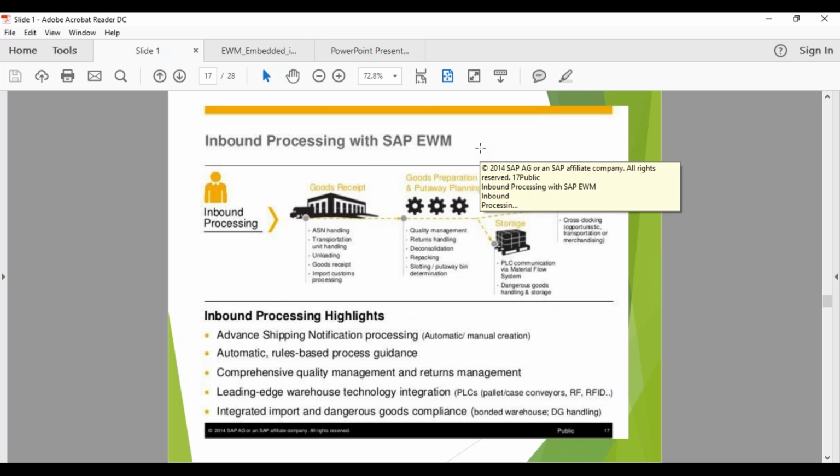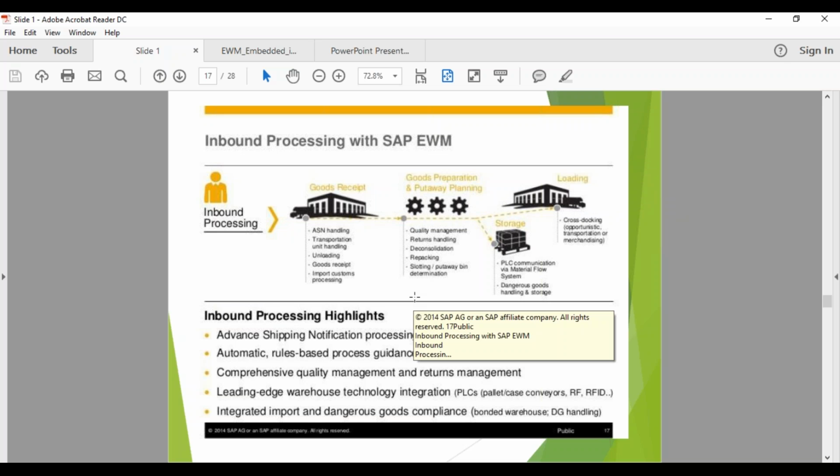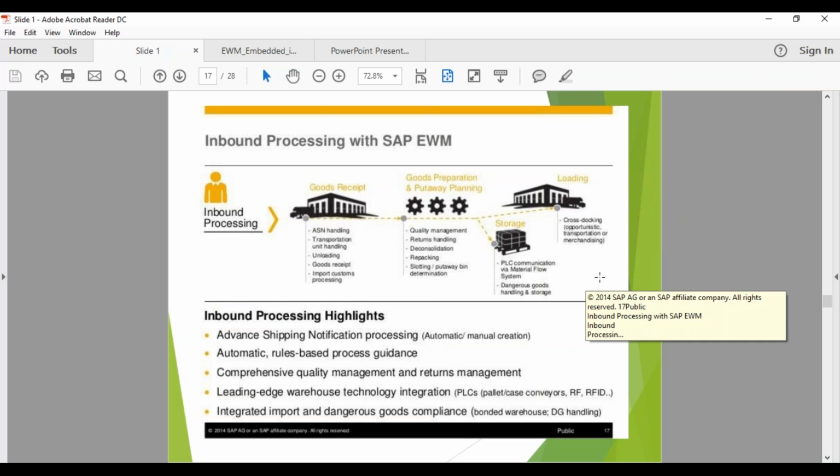Okay, the capabilities which we have discussed, we will summarize here. At the goods receipt level, we have ASN handling, transportation unit handling, unloading, goods receipt. Okay, imports and customs. As we have discussed, when we have imports, there are some kind of regulations that need to be dealt with at customs. Customs will have some regulatory compliances which need to be accomplished for the import customs. That is a processing wherein extended warehouse management can integrate with the GTS, global trade system. That is a separate server in SAP that it can integrate with.